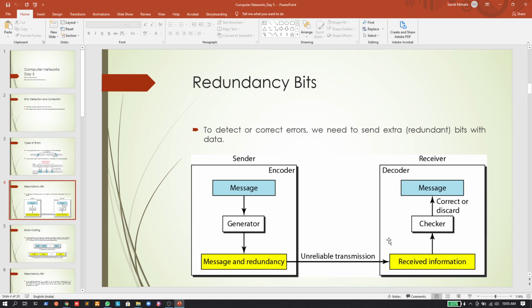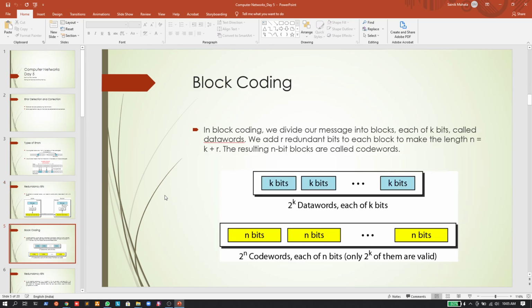Again, we will see how using these redundancy bits we are able to detect and correct the errors. But for now, just remember that whenever we are sending data, some extra bits are sent with the data that help in detecting and correcting errors, and these extra bits are known as redundancy bits. Now, whenever we want to detect or correct errors, the algorithms that we have, when we group them together, are known as block coding.